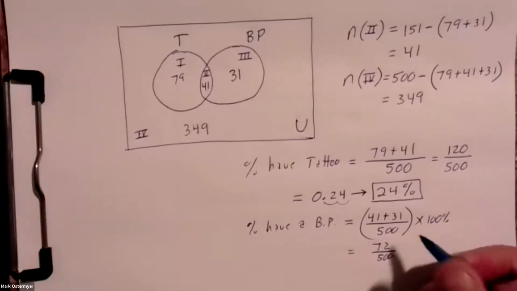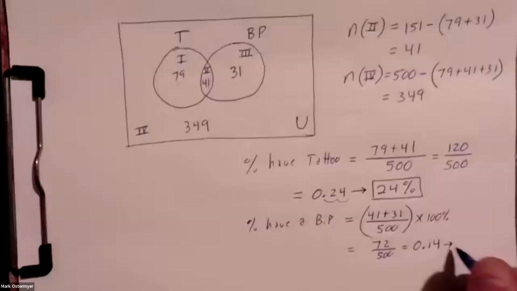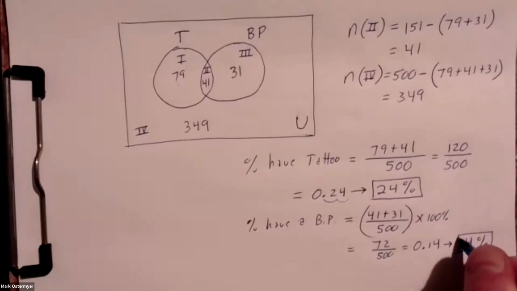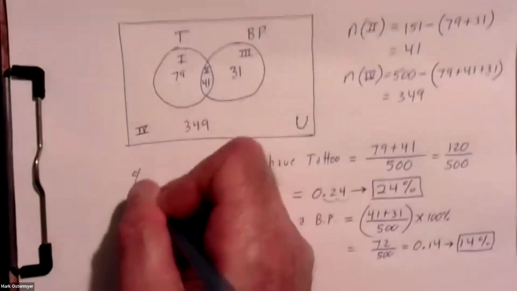That's going to give you a decimal. And what decimal does that give you? 0.14. And as a percent, that'll be about 14%. There we go. 14% of the respondents have a body piercing. All right. Next question was, what percent have both a tattoo and body piercing?